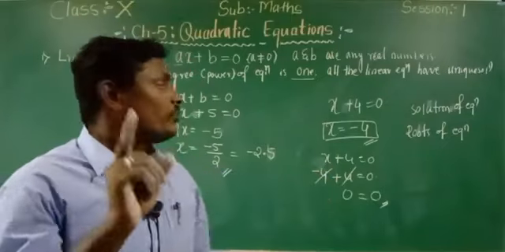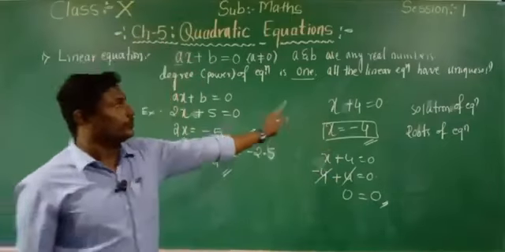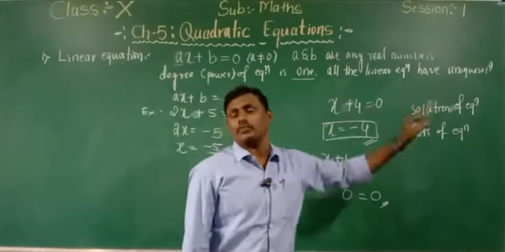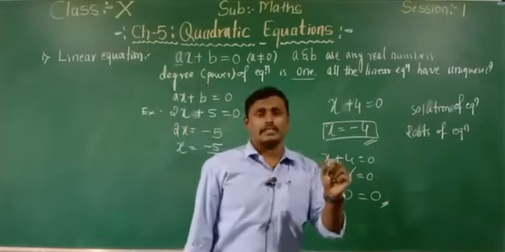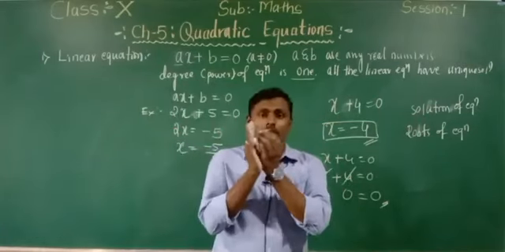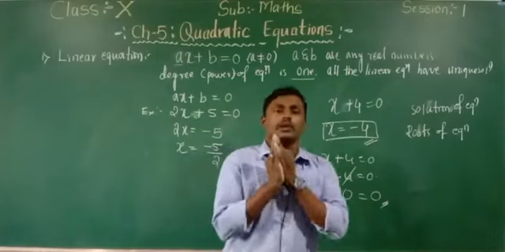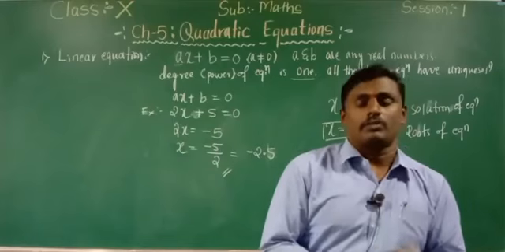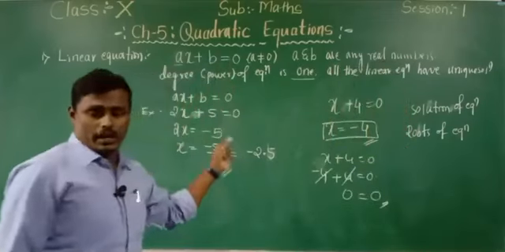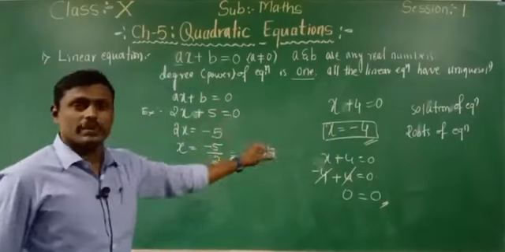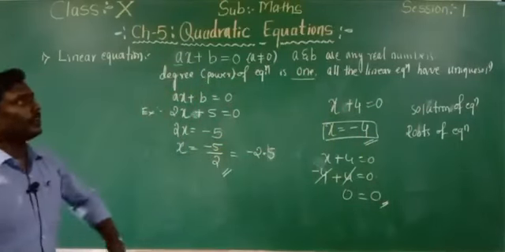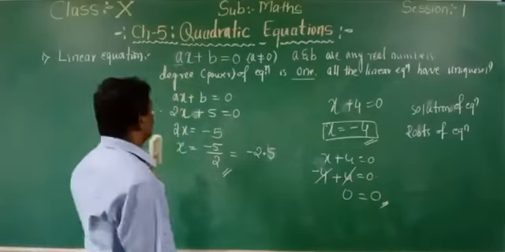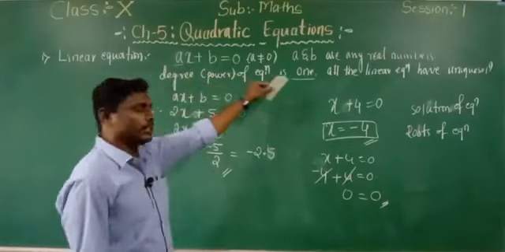So when we substitute the solution or root of the equation, it should be satisfied. Satisfied means whenever we substitute the roots of the equation, the LHS is always equal to RHS. So this is some basic concept related to linear equations. All the linear equations have unique solutions, and the degree of the linear equation is 1.